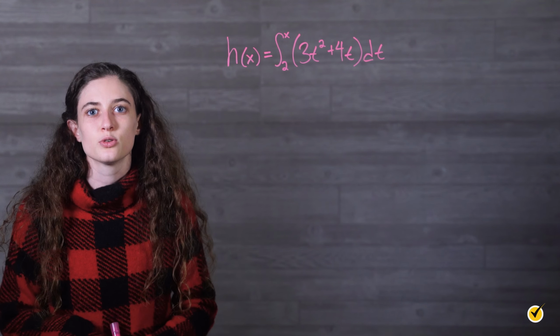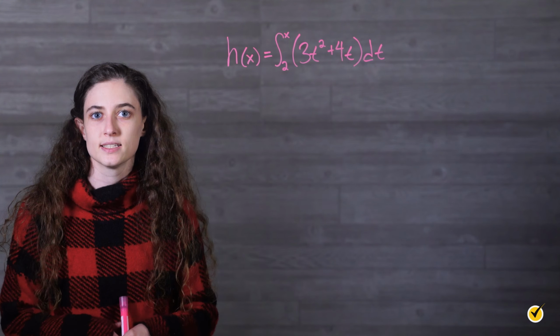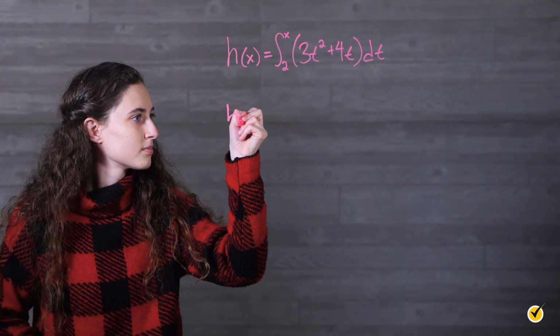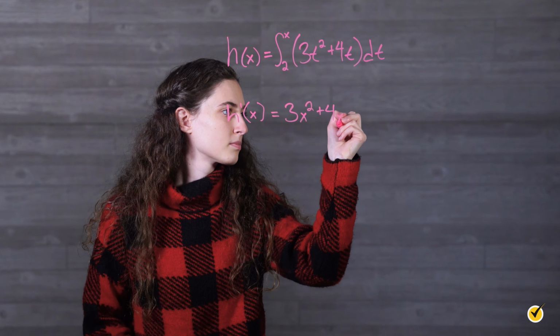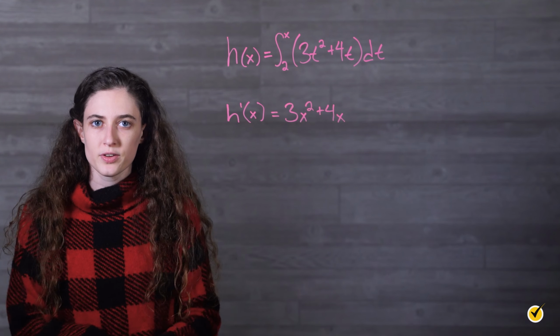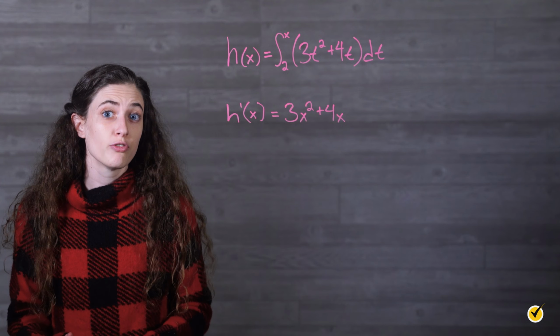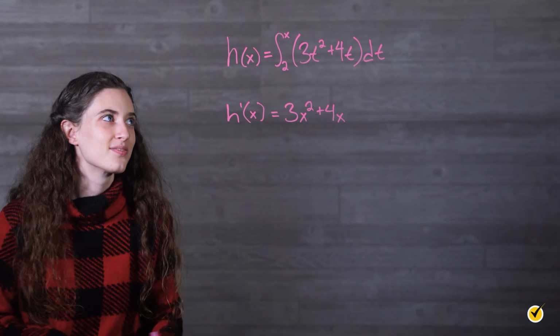If h of x equals the integral from 2 to x of 3t squared plus 4t dt, then by the theorem we know this. Notice the derivative function is expressed in terms of x instead of t, since the integral function is a function of x. Why is this true? Well, let's take a look.